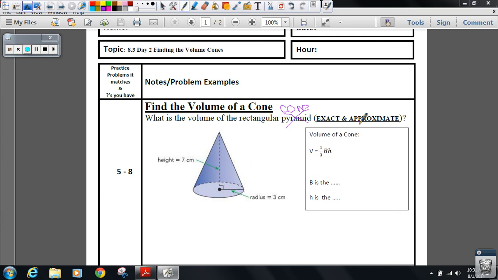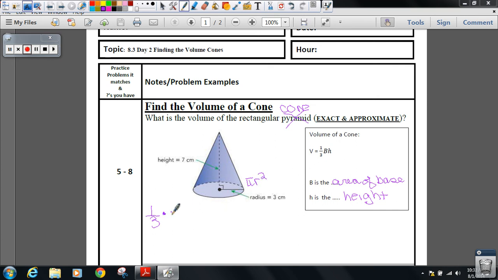So over here it says that the volume of our cone is 1/3 base times height, where B is the area of the base. So in this case, the area of the base is the area of a circle, and H is going to be the height. So if I go ahead and use our formula here to find the exact, I would use 1/3 times the area of the base. The area formula for the circle is pi radius squared.